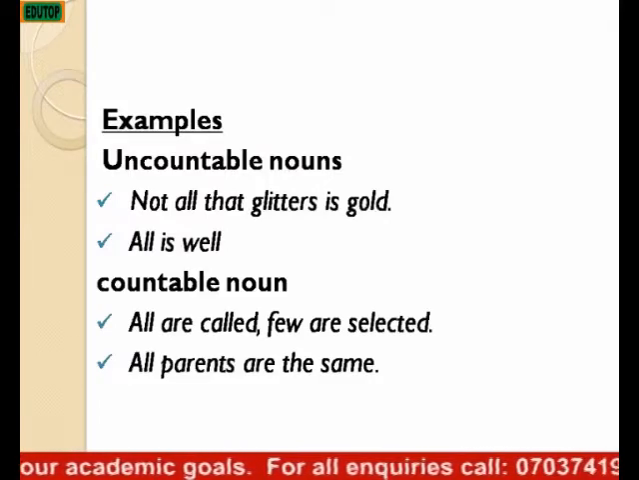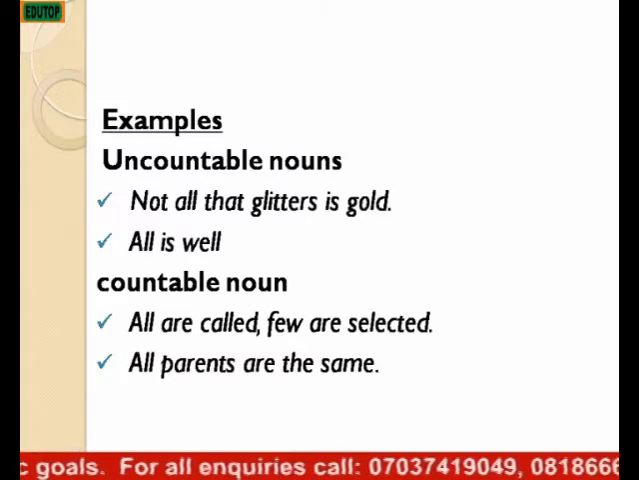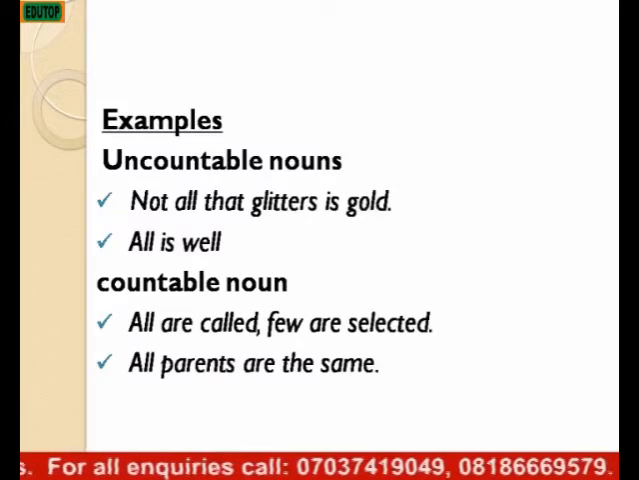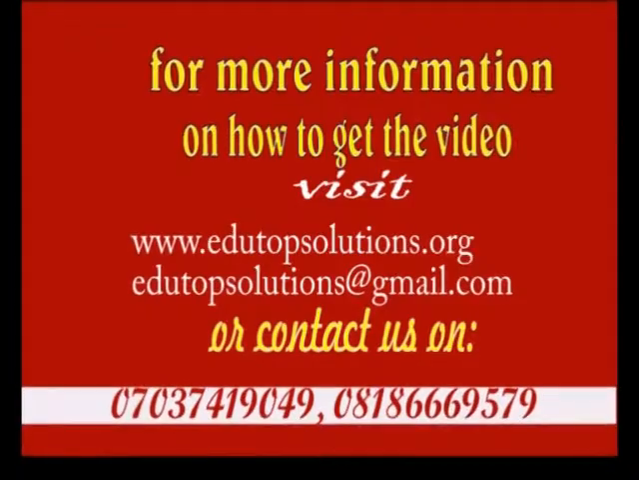Then the countable nouns, we have: all are called, few are selected. "All" that is being referred to is referring to human beings, and human beings is a countable noun. So we have all are called, few are selected. Then we have: all parents are the same. Parent is a countable noun, and that is why we are using "are", because it is used in a plural sense.